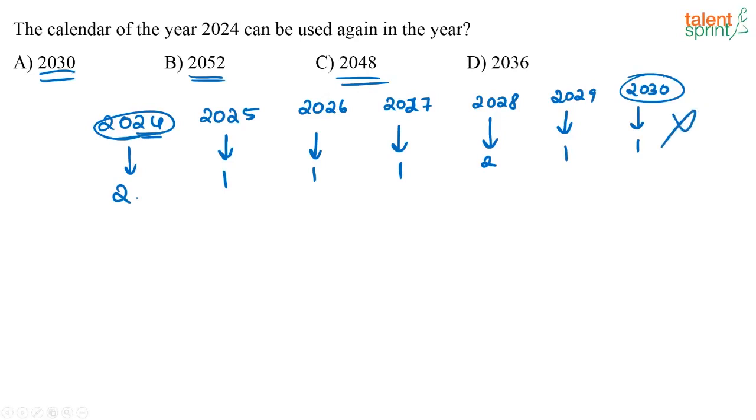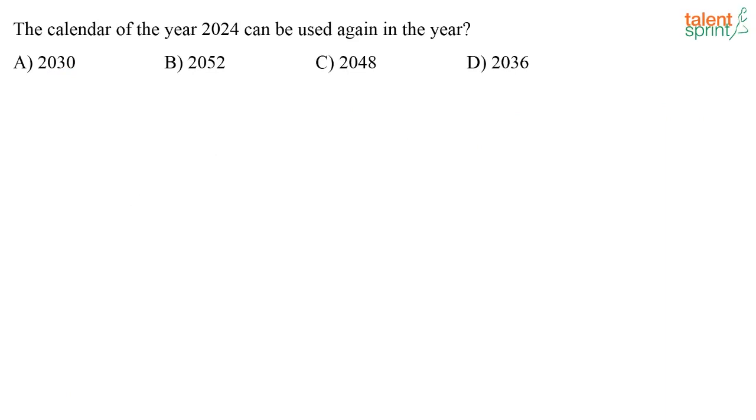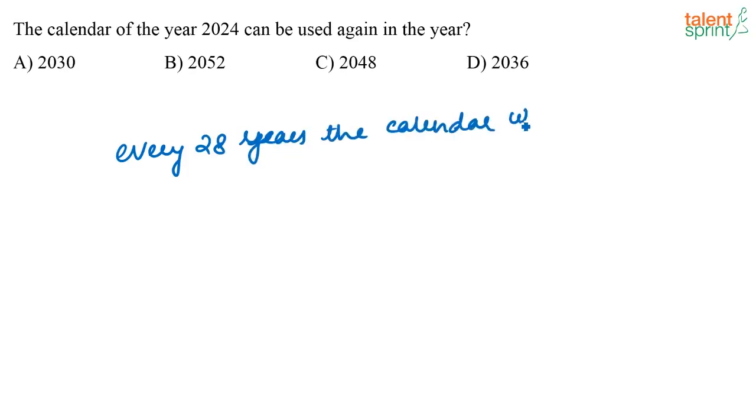When you have such questions, there is a small shortcut that you can remember in your mind. This is the shortcut. What you have to remember is that for leap years, every 28 years the calendar will repeat. Remember, this is for leap years. If the given year is a leap year, then every 28 years the calendar will repeat.